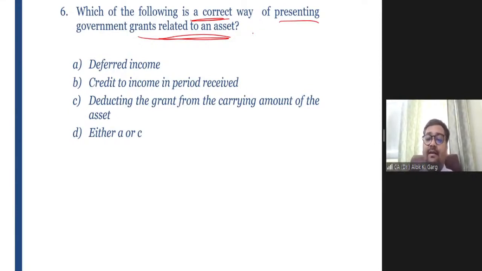It is saying that whenever you receive the grant related to asset, you will credit to income. C, deducting the grant from the carrying amount of the asset. C is saying you have to deduct the grant from the carrying amount of the asset. Of course, it is a right treatment. And of course, the first one is also a right treatment going by the gross approach. You need to show the asset at full value and you need to show the government grant also as a deferred income. So D is the right option, guys. Most of you are right. D is the right option.